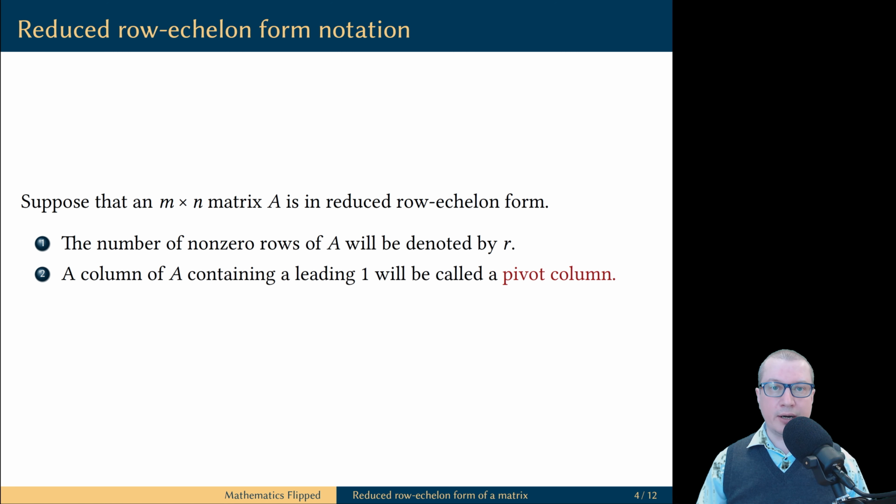Therefore, the number R, which we initially defined as the number of non-zero rows in the reduced row echelon form matrix, is also equal to the number of leading ones, and it is also equal to the number of pivot columns. Later in the course, we will call this number the rank of the matrix, and this is why we denote this number by letter R.